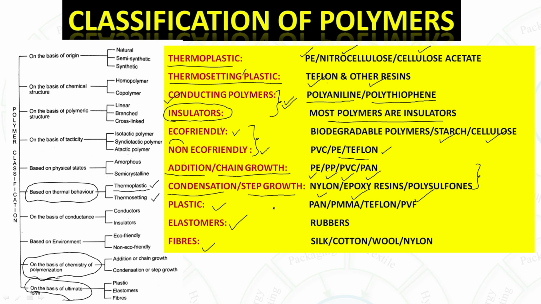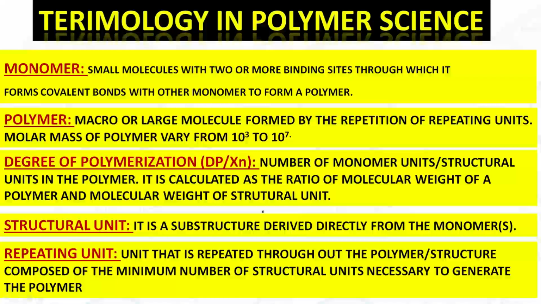Okay, so there are various examples, and the next thing is the important terminology used in polymer science. So first is the monomer. So what is a monomer? Monomers are small molecules with two or more binding sites or reactive sites through which they can form covalent bonds with other monomers to form a polymer. This is something very, very important.